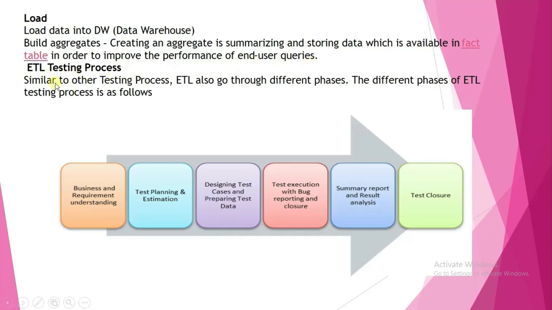ETL testing process. Similar to the ETL process, ETL testing also goes through different phases. The different phases of the ETL testing process are as follows. You can see here the phases: business and requirement understanding, the first phase, test planning and estimation, designing test cases and preparing test data, test execution with bug reporting and closure, summary report and result analysis, and test closure. So you can observe the diagram clearly here.